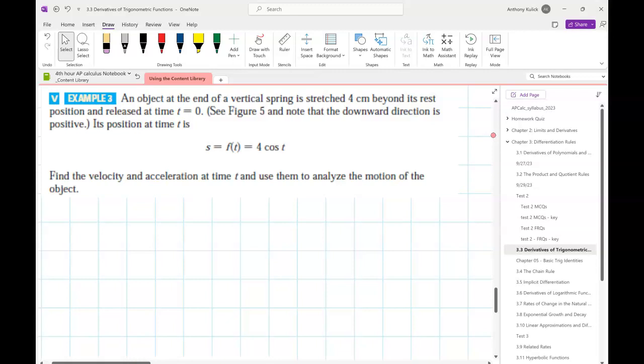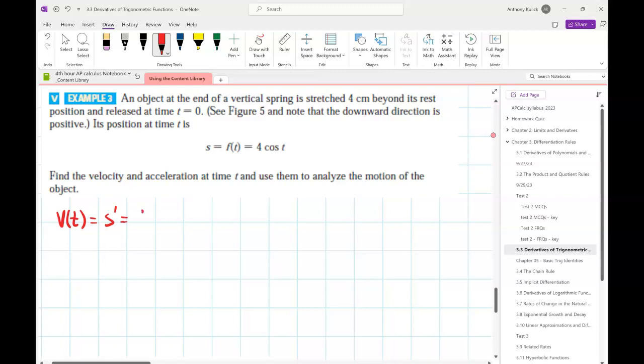An object at the end of a vertical spring is stretched 4 centimeters beyond its rest position and released at time t equals 0. Its position at time t is given by s of t equals f of t, which is 4 cosine t. Find the velocity and acceleration at time t, and then use them to analyze the motion of the object. So what is the relation? How do I find the velocity? It's the derivative of that. It's the first derivative of position.